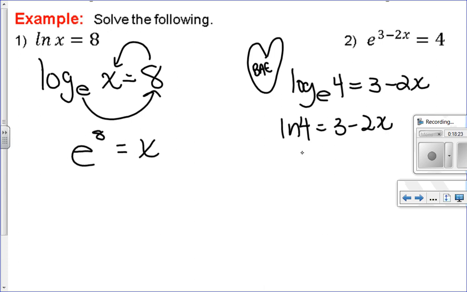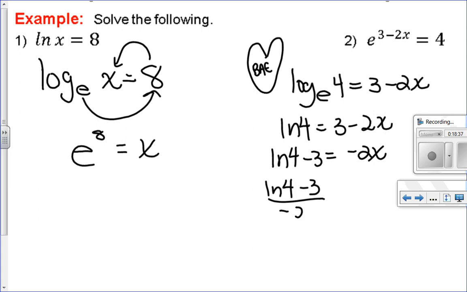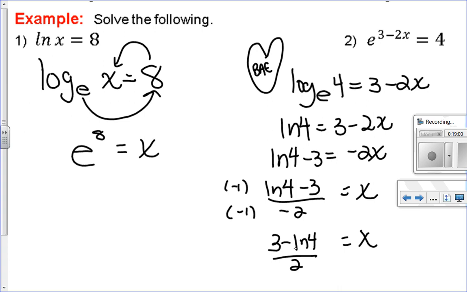So if I want to get x by itself, I'm going to subtract 3 from both sides. So ln 4 minus 3 equals negative 2x. And then I'm going to divide both sides by negative 2. So ln 4 minus 3 all over negative 2 equals x. Now I could leave it that way, but we really don't like to see negatives in the denominator. So what I'm going to do is multiply top and bottom, to be fair, by negative 1. So a better answer would be negative 1 times ln 4 minus 3. I'm just going to switch those around: 3 minus ln 4 all over positive 2. That would be a better answer.